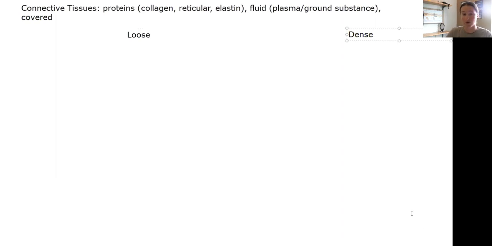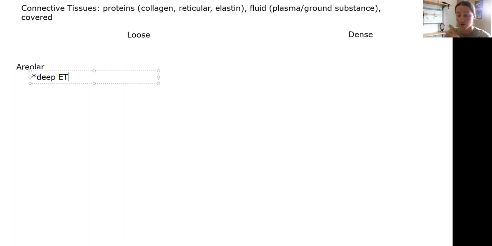So usually the first term of a connective tissue's name is whether it's loose or dense. Let's start with the loose. The most common connective tissue in the entire body is called loose areolar connective tissue. The reason that this is so darn common is because it is literally deep to every epithelial tissue in the body.